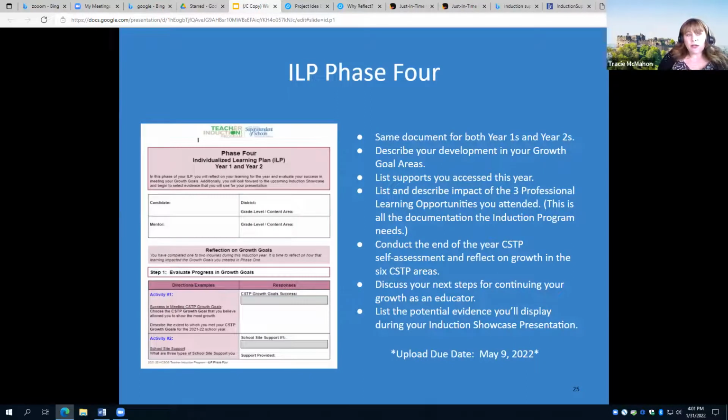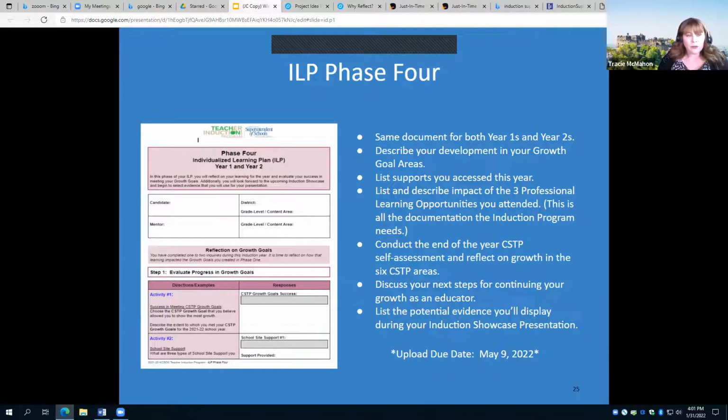So ILP phase 4, I'm not going to go into too much detail. It is, of all 4 of them, the most straightforward. It's really just asking about your reflection for the year. It's the same for year 1 and year 2. It's really just asking you to describe how you grew, not only in your growth area, but also in all of the CSTP standards. It asks about what PLOs you attended. It asks you to give some of the supports you accessed this year. So it's really just a reflection ILP.